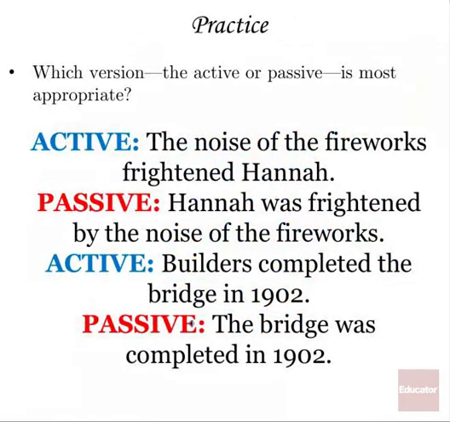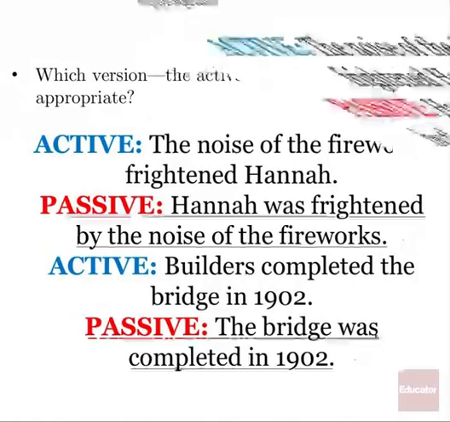All right, let's make this a little more complicated. In these examples, we have the active and passive voices marked out. Your job is to determine which use is appropriate. So we've got both the active and the passive version of each sentence. Listen, see which one is stronger, see which one makes more sense and sounds better. The noise of the fireworks frightened Hannah. Hannah was frightened by the noise of the fireworks. See which one works better. Builders completed the bridge in 1902, or the bridge was completed in 1902. Take a good look. Pause the video if you need to think.